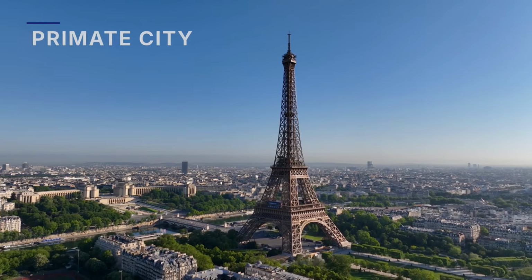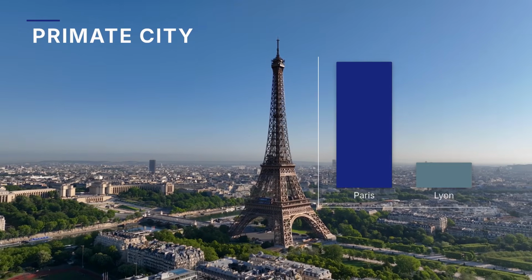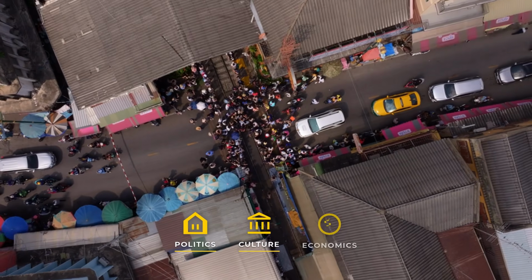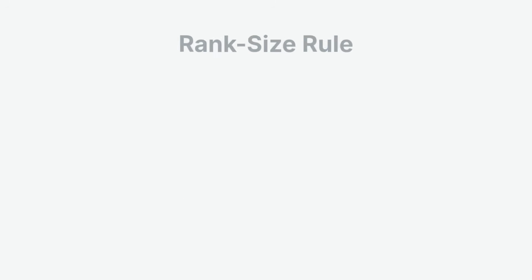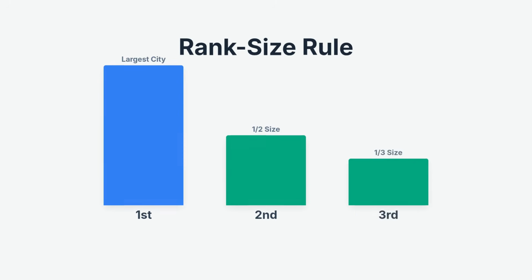Cities can also be ranked by importance. A primate city is a country's largest city that is much larger than the second largest city and often dominates politics, culture, and economics. Bangkok and Paris are classic examples. The rank size rule suggests that in some countries, the second largest city is about half the size of the largest. The third largest is one-third.